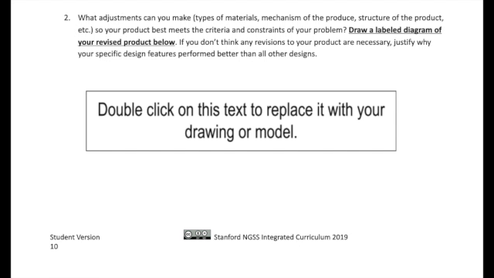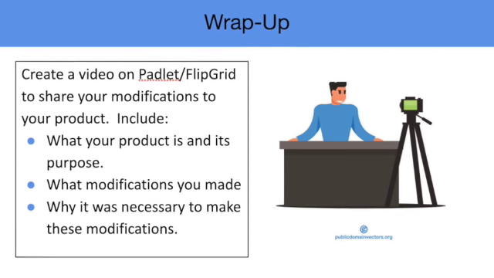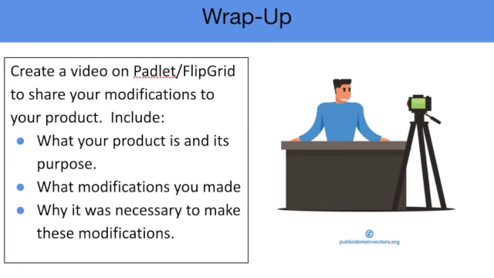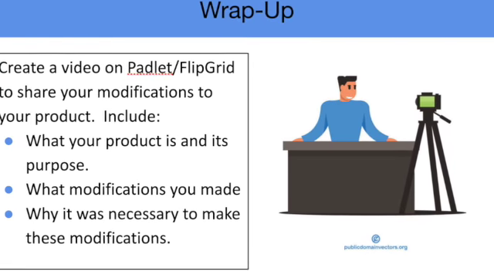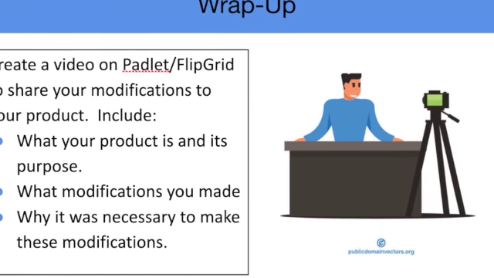If students truly believe that no revisions are necessary or possible, they should instead justify why their design cannot be improved at all. It's likely that with some more consideration, all students will find ways to improve their prototypes. Once again, students will need to create a video to present and share their modifications. How did they change their product's design? Why were those changes desirable or necessary?